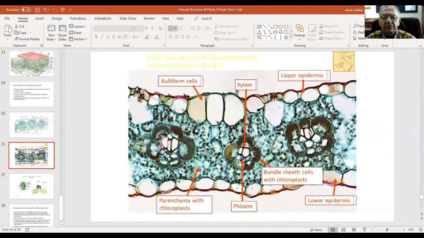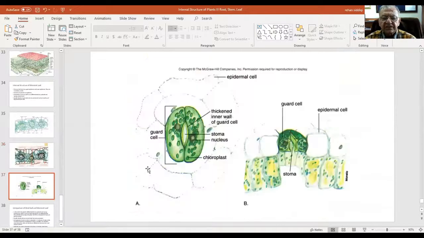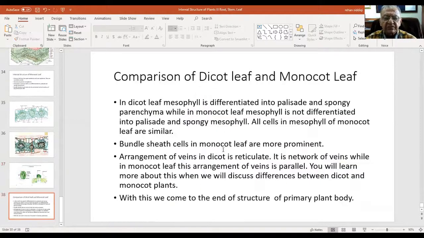This one also shows the structure of monocot leaf, and this is structure of one stomata, and here these are the two guard cells with chloroplast, and this is the pore that is present in this stomata. So these stomata are very important because exchange of gases takes place through these stomata. So when I will talk about photosynthesis, I will talk about this structure of leaf and structure of stomata.